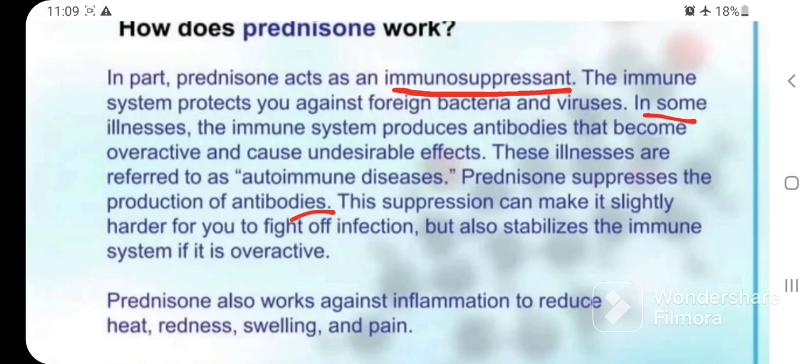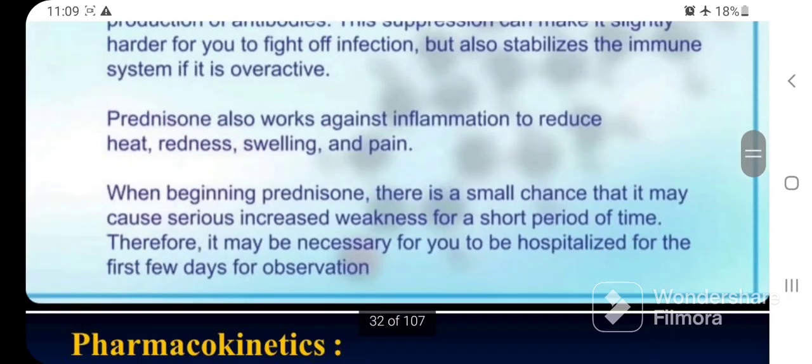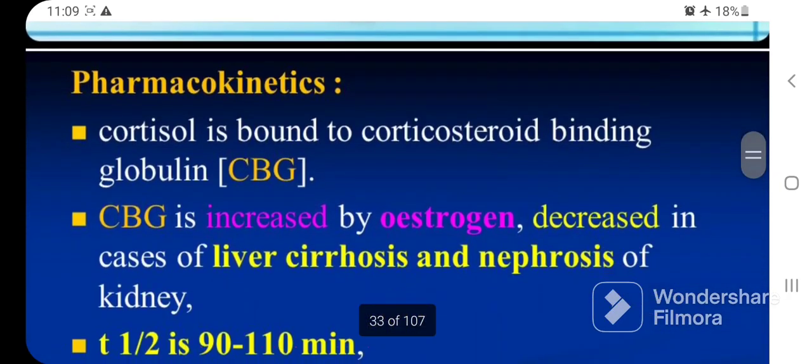This suppression can make it slightly harder for you to fight off infection, but it also stabilizes the immune system. If it is overactive, you can stabilize it. Prednisolone also works against inflammation to reduce the heat, redness, swelling and pain. These are some of the common mechanisms of action of prednisolone.